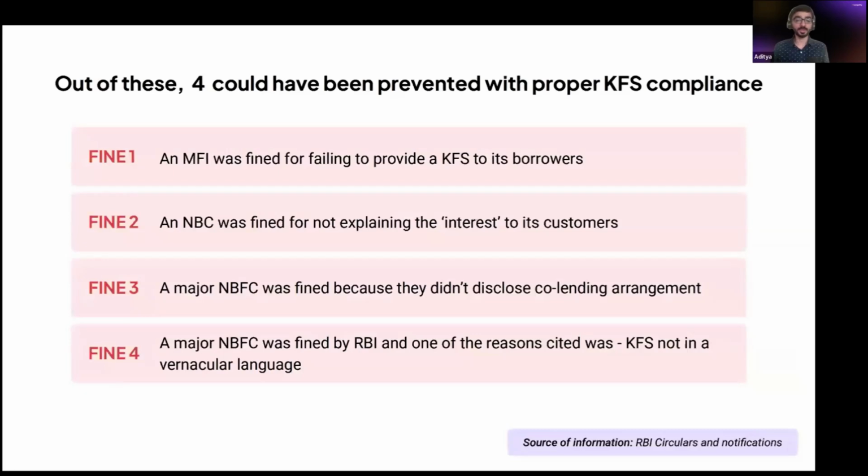One fine was imposed on an MFI for failing to provide a KFS to borrowers. One fine was for an NBFC that did not explain the interest rate terms to the borrower properly. A third fine was imposed on an NBFC because they didn't disclose co-lending arrangements to the borrower. And a fourth fine was imposed because KFS was not in the vernacular language.